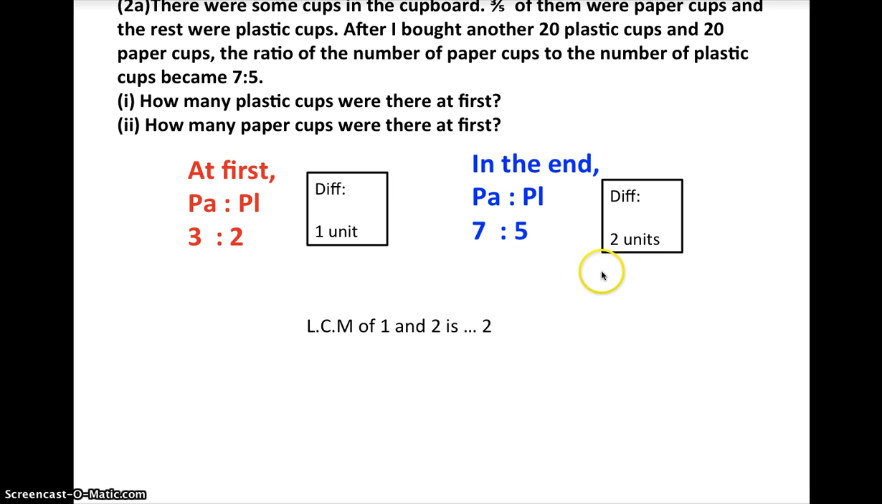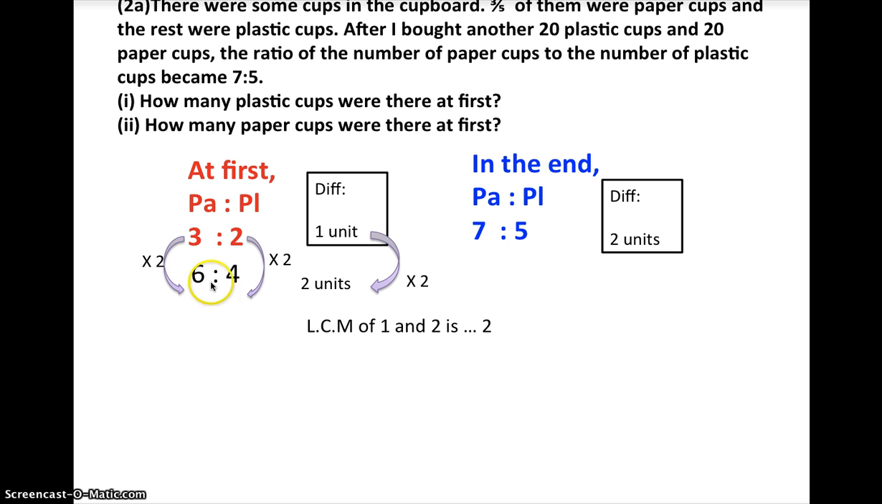So if this is already 2 units over here, the difference is already 2, do you think we still need to change it? No. So all we need to do is to change this difference of 1 unit. I'm going to change it to 2. So I will multiply by 2 and I will get 2 units. So now my difference is constant. So since I have multiplied 2 to the difference, I will also have to multiply 2 to the rest of the ratio. And I will get 6:4.